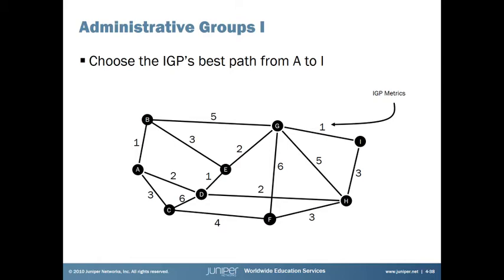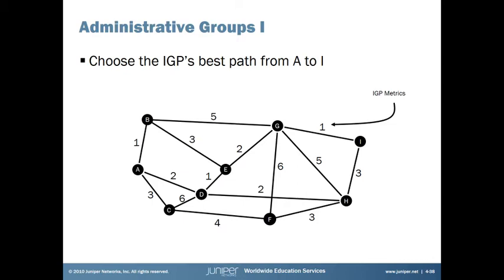And let's take a look at using these administrative groups then to choose the best path. Okay, so the numbers represent the IGP metrics. Let's choose the IGP's best path from A to I. So here we are with A. Our destination is I. What's the other side of our topology here? Using the IGP, what is the best path? What we're going to do is add up all the metrics on the way to I, and whichever path has got the lowest number, that's going to be the IGP's path.